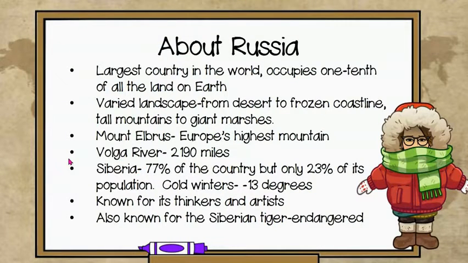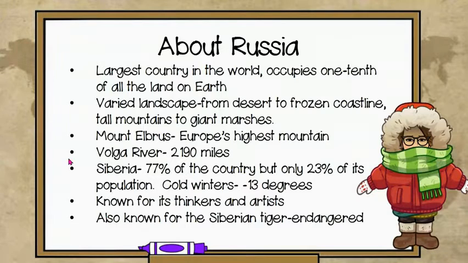Russia is the largest country in the world. It occupies 1/10 of all of the land on Earth. As you would expect of such a big country, it has a varied landscape. That means there are all kinds of different environments in Russia. There are deserts and frozen coastlines. There are tall mountains and giant marshes. Mount Elbrus is Europe's highest mountain, and it is found in Russia. And Russia is home to the Volga River, which is 2,190 miles long.